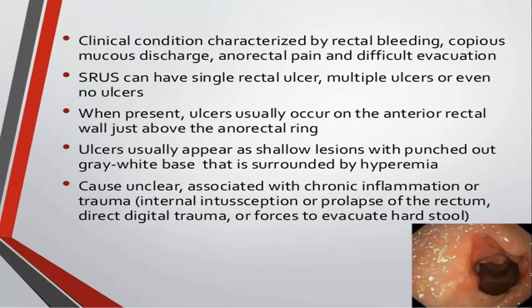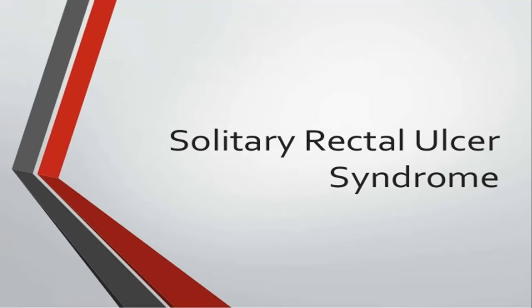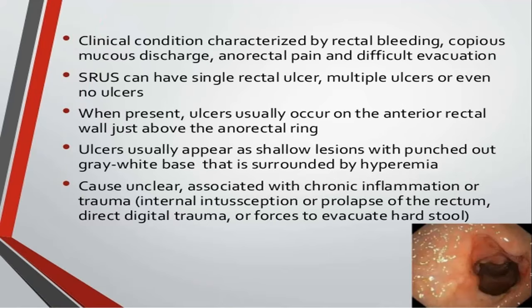So what is a solitary rectal ulcer? Now the other topic we are discussing is solitary rectal ulcer. It is a clinical condition characterized by rectal bleeding, copious mucous discharge, anorectal pain, and difficult evacuation. A patient comes to you with a complaint of bleeding per rectum, mucous discharge, pain, and difficulty in evacuation.